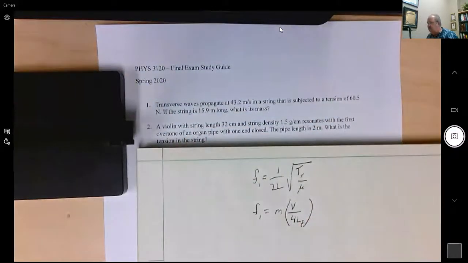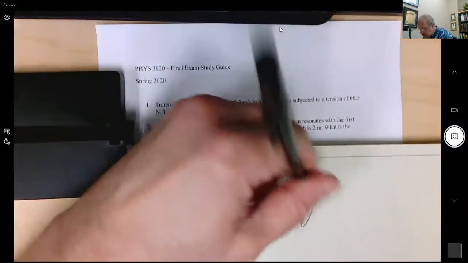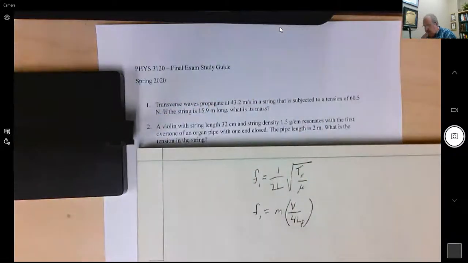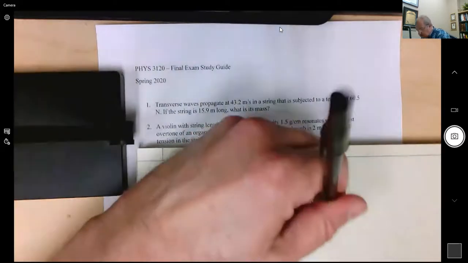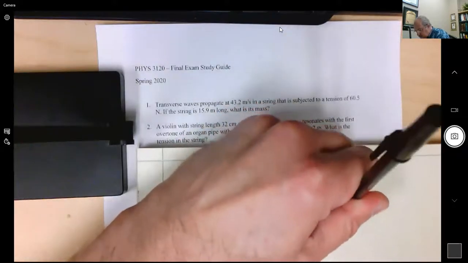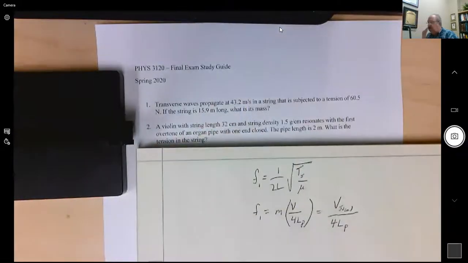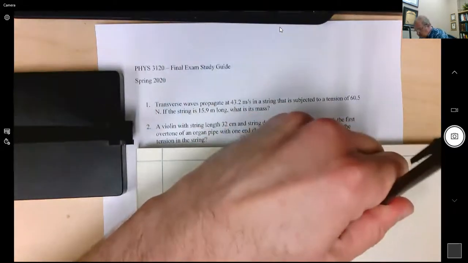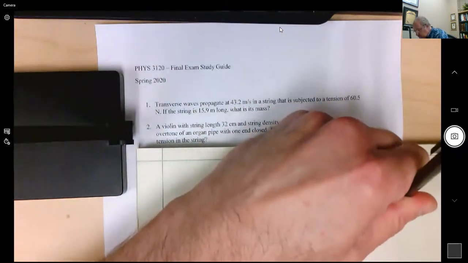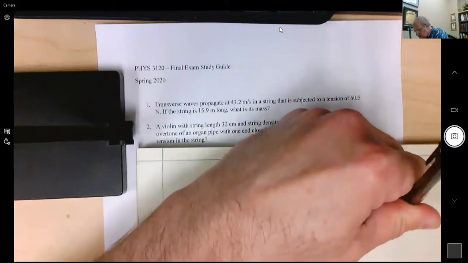So I'm going to put L sub P for length of pipe. M here is for the first overtone, and that first overtone has your fundamental frequency of 1, so that just equals the velocity of sound divided by 4 times the length of the pipe. The pipe length is 2 meters, and the velocity of sound is 343 meters per second, approximately.